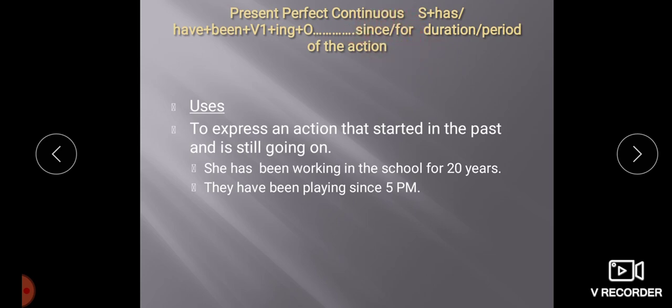Again, since or for is used here. Look at the statement: she has been working in the school for 20 years. What does it mean? The action started in the past. It continued for a while in the present, and in the future also. There is no plan that she is leaving the school. Rather, she is working there itself. The action is still continuing.